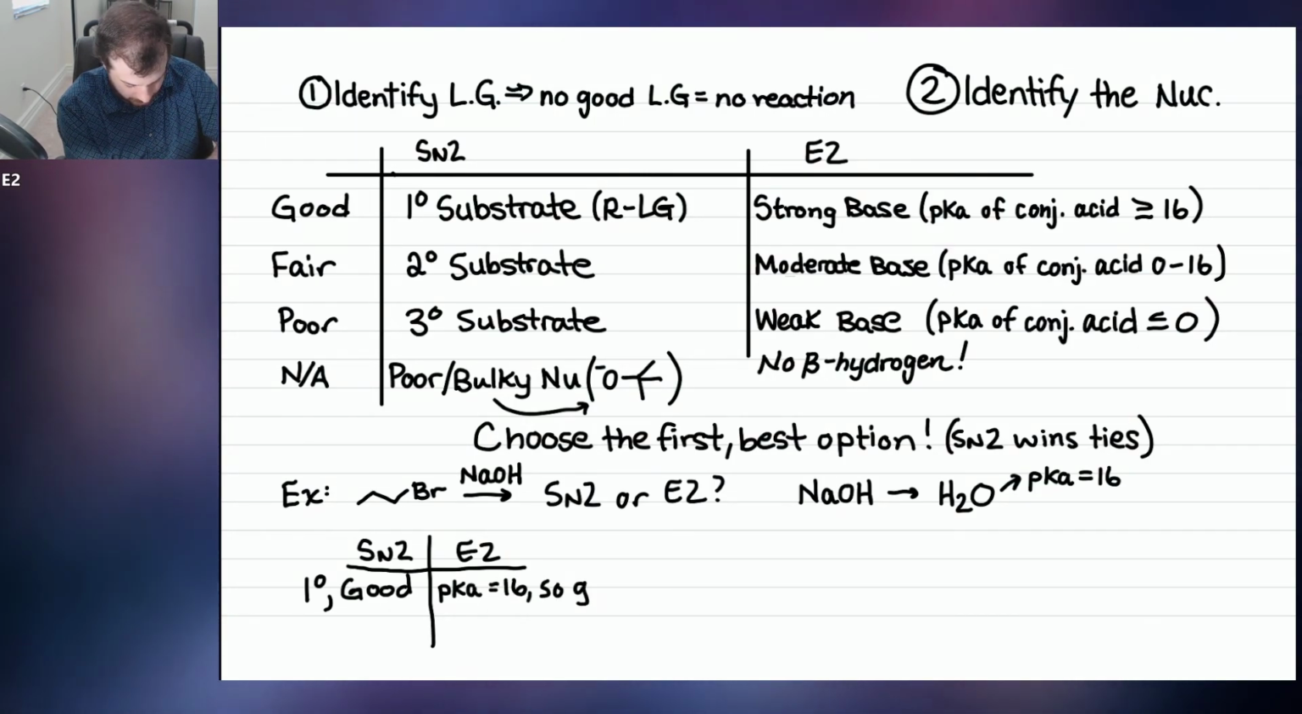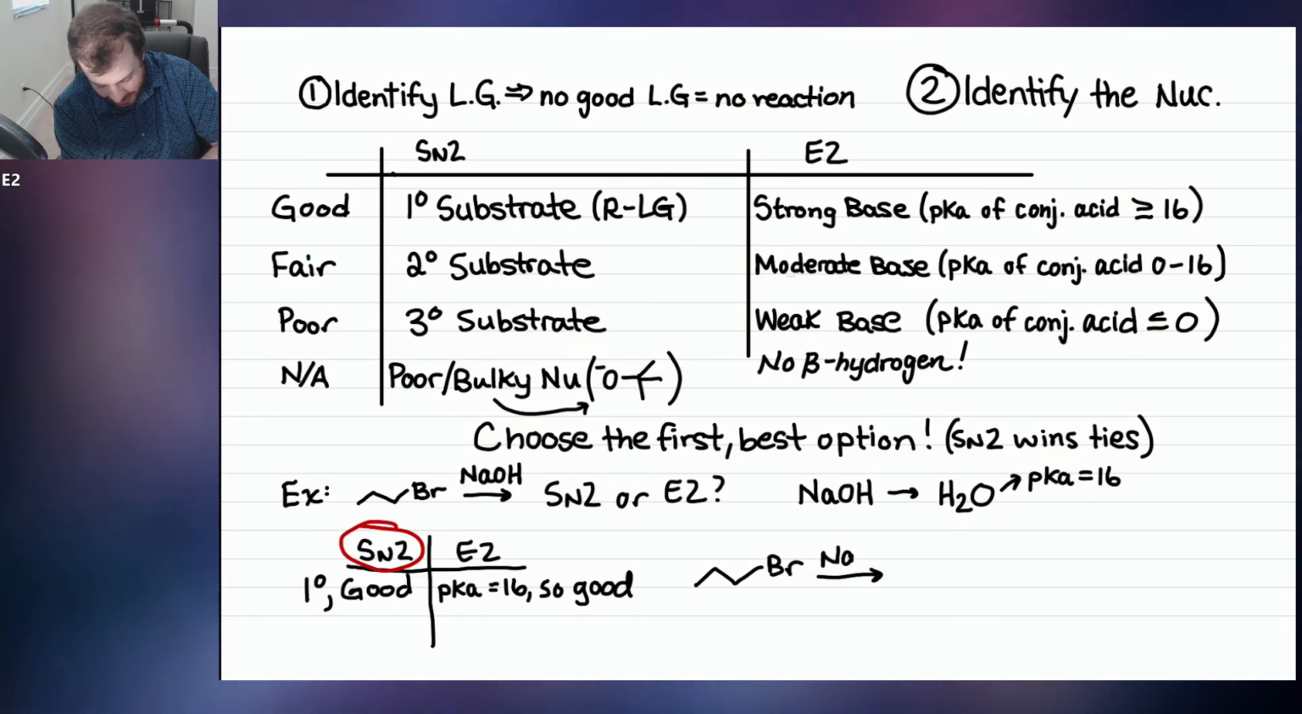So good. We have a tie. SN2 and E2 are both good. So who wins? SN2 wins ties. So the answer is that SN2 will predominate. So now that we know that SN2 is the winner, we can predict the product.